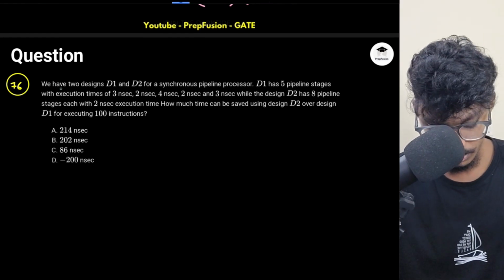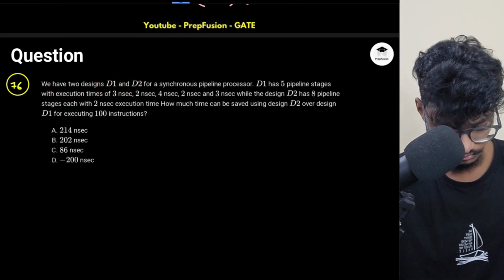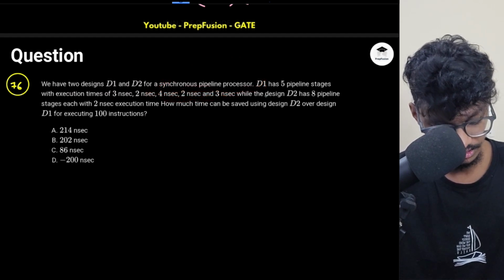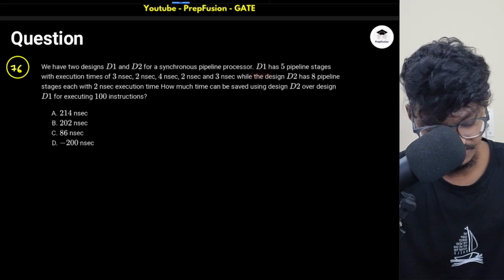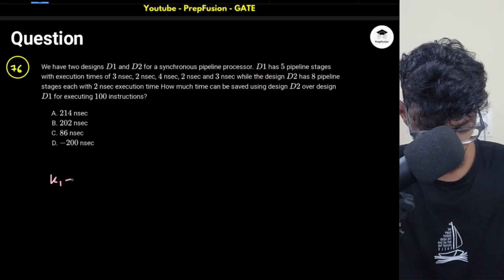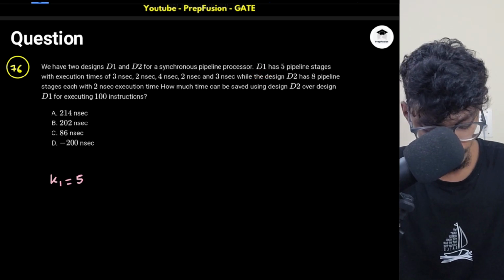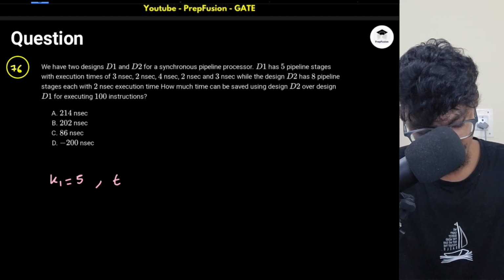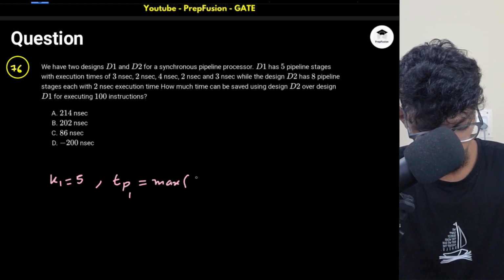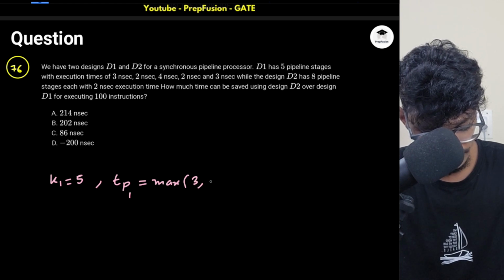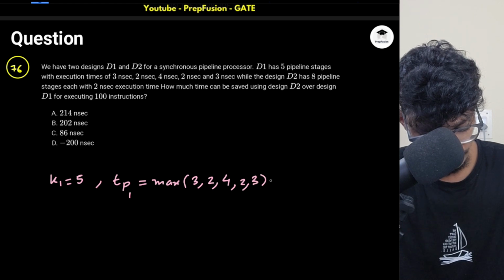We have two designs, D1 and D2, for a synchronous pipeline processor. Okay, both are synchronous pipeline processors. Only two designs we have. One design, D1, has 5 pipeline stages. So my K1 is equal to 5, with each stage execution time being 3, 4, 3, and so on, right? So obviously, what will be my TP? TP1 will be the maximum of 3, 4, 3, which is 4 nanoseconds.